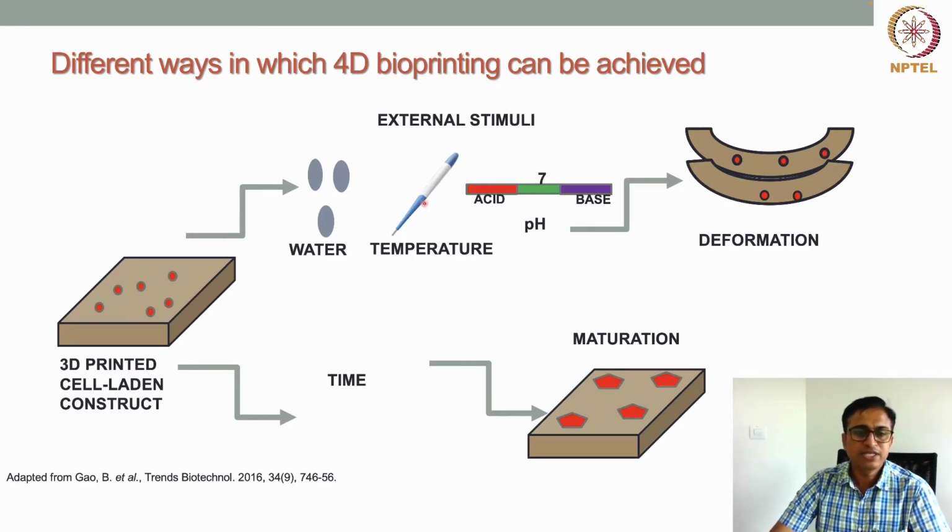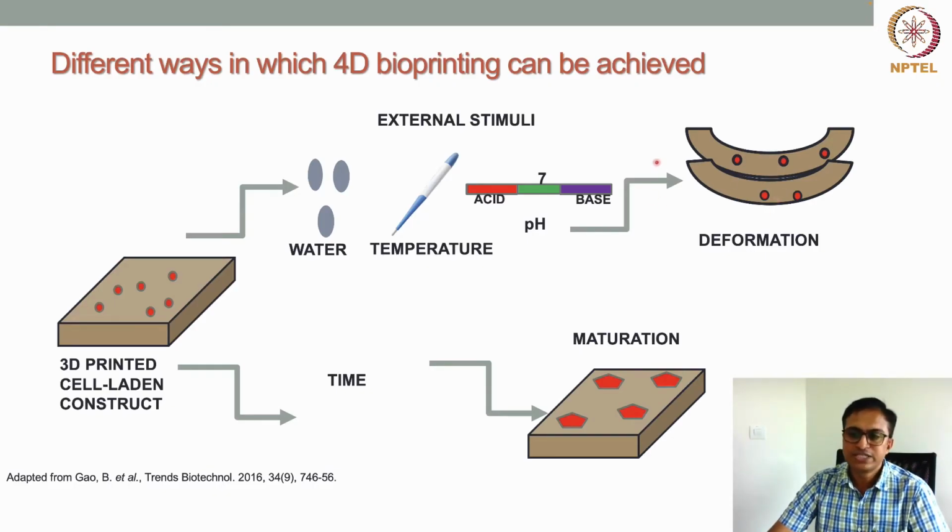Then the other thing, temperature, can also be used as an external stimulus, because for some thermal responsive materials, the changes are mostly induced by temperature change. Suppose again these two layers are made of different materials. Suppose one is thermal responsive, another one is not thermal responsive. So what will happen?